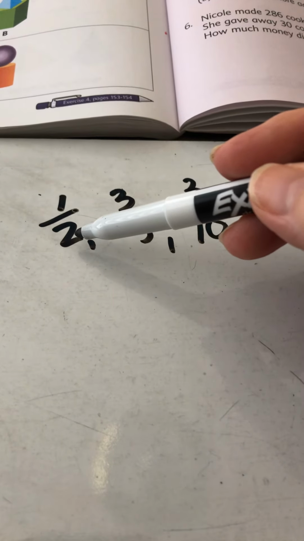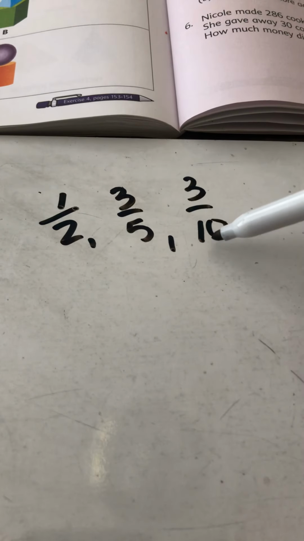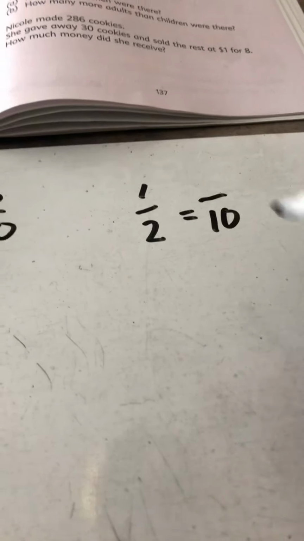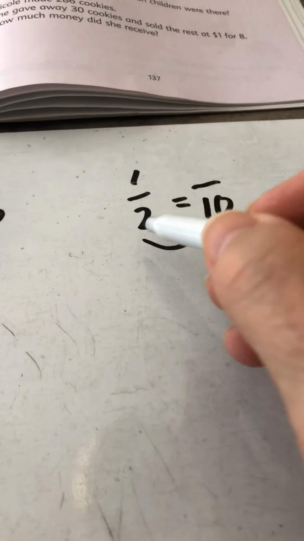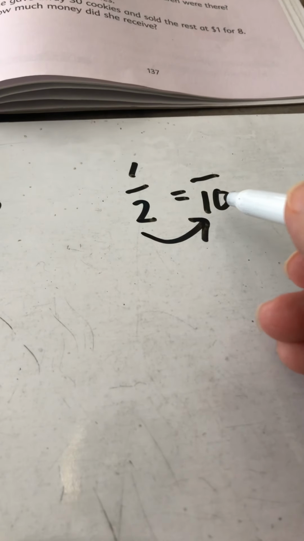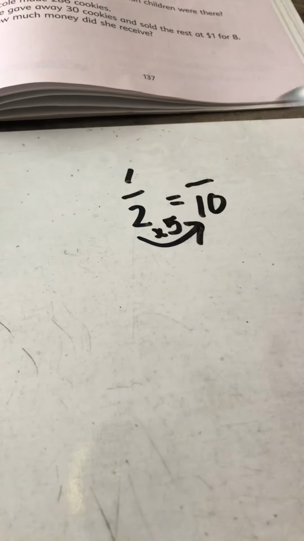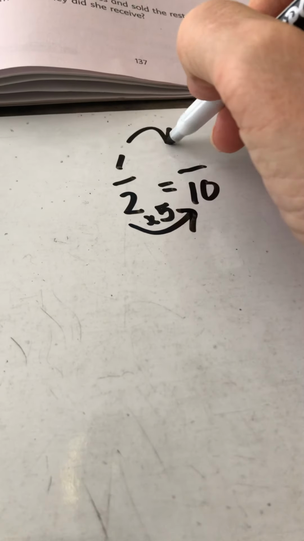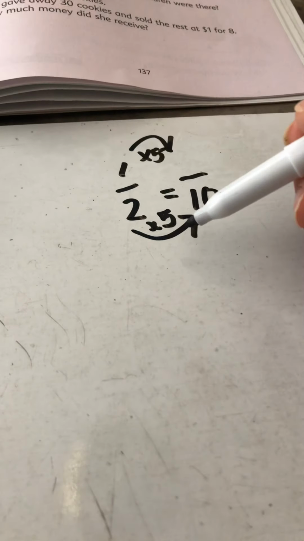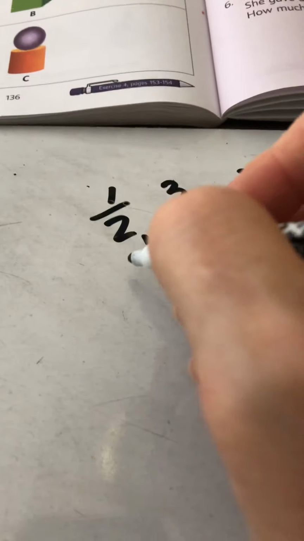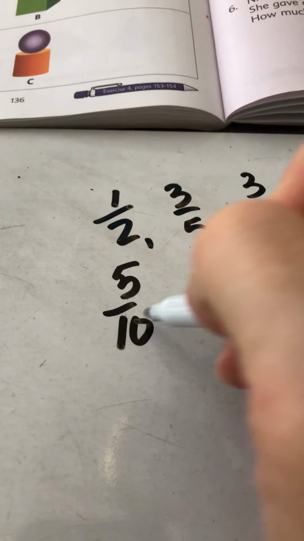But you're going to have to put the 1/2 into something similar to this. So we're going to say 1/2 equals what over 10? How do I get from the 2 to the 10? 2 times what gets you to 10? Well, 5. What I do on the bottom, I have to do on the top. So if I've multiplied by 5 in the bottom, I've got to multiply by 5 in the top. 1 times 5 is 5. So come back over here. This is the same as 5/10.